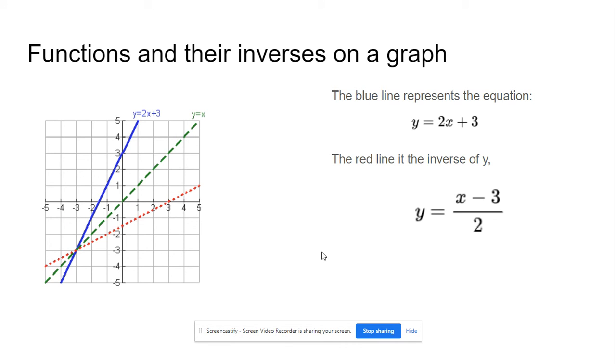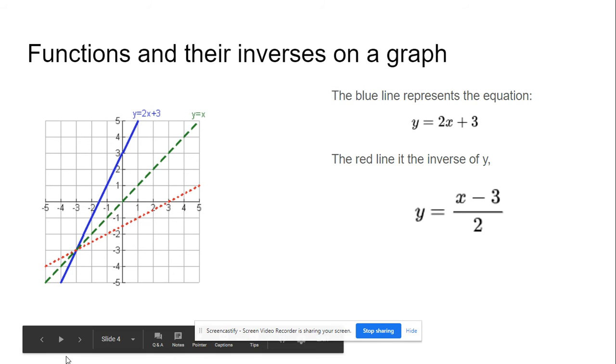Here's another example to show you how functions and their inverses look on a graph. The blue line represents the equation y equals 2x plus 3, and the red line represents its inverse, y equals (x minus 3) divided by 2. The green line is the line y equals x, which acts as a mirror between the original function and the inverse function.